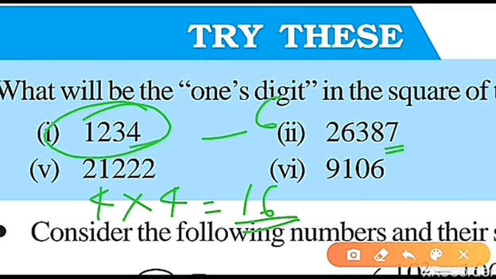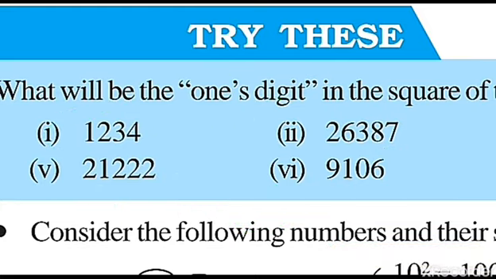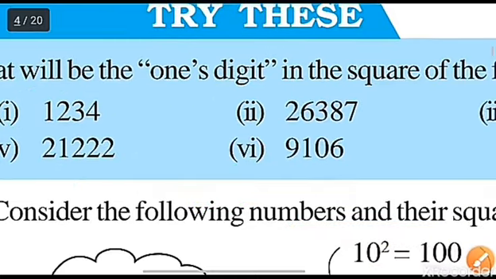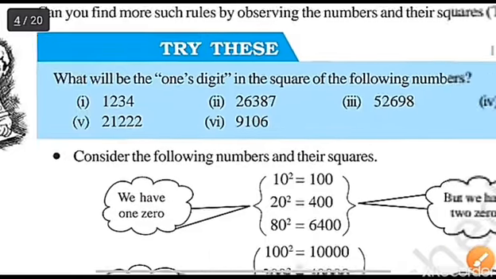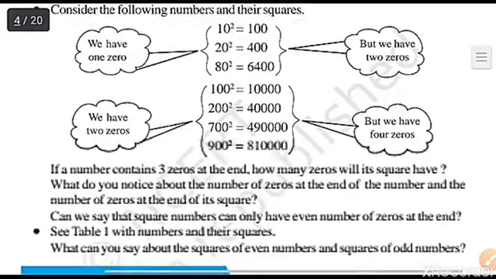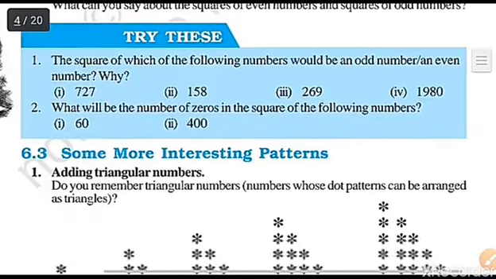Similarly, this number will end with 7, and 7 into 7 is 49, so the square will end with 9. Similarly, 2 squared is 4, so the digit will end with 4. You have to do the remaining ones by yourselves.